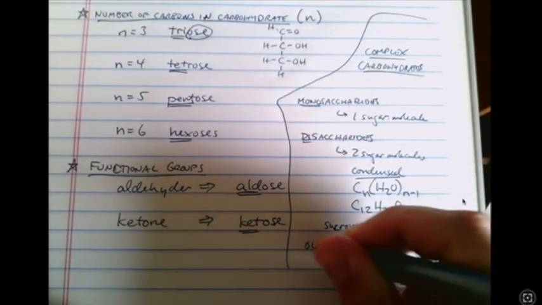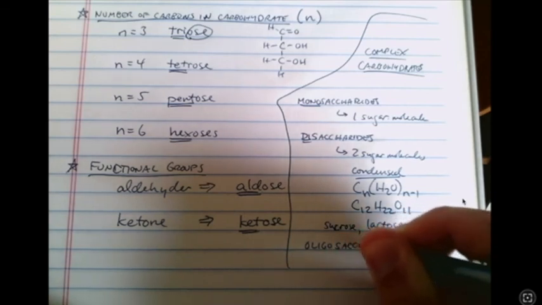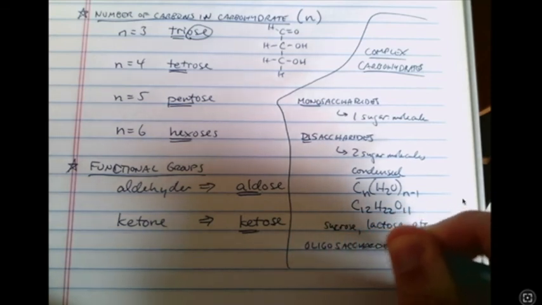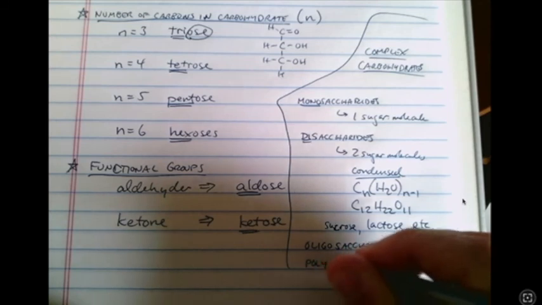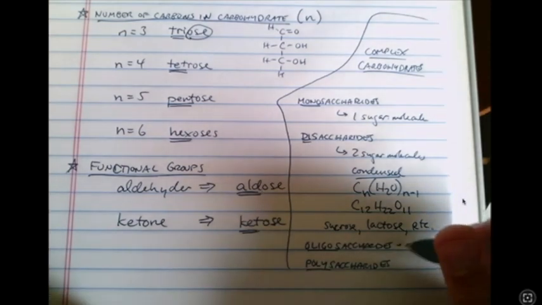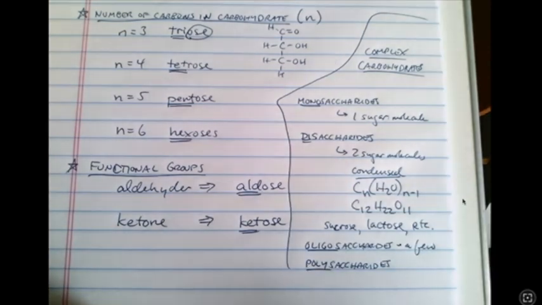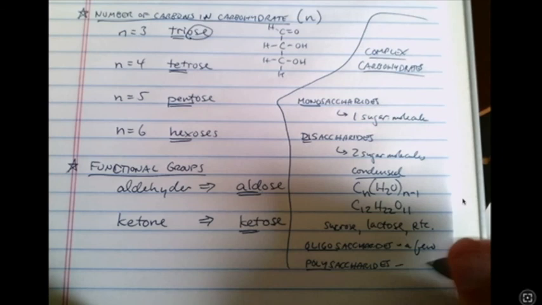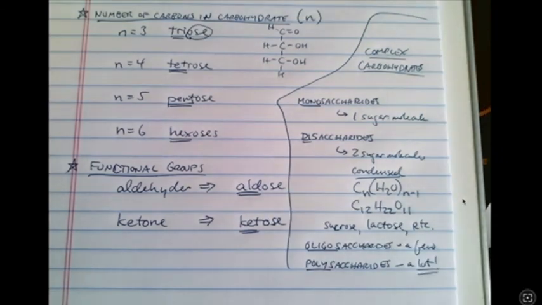Next up, you have oligosaccharides and polysaccharides. Both of these mean multiple sugars, but in general, we use oligo to correspond to a few, whereas poly means a lot. And we're talking like thousands of sugar molecules.